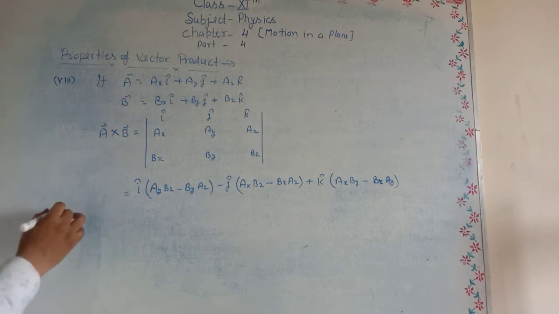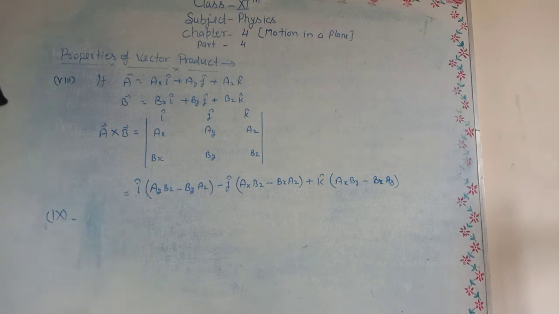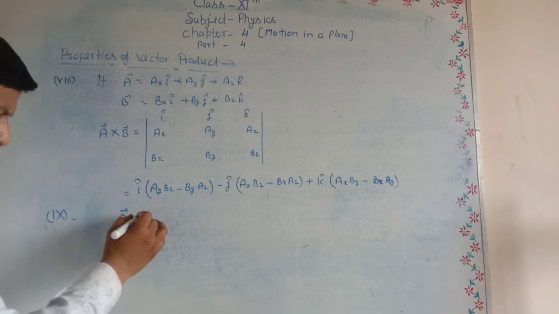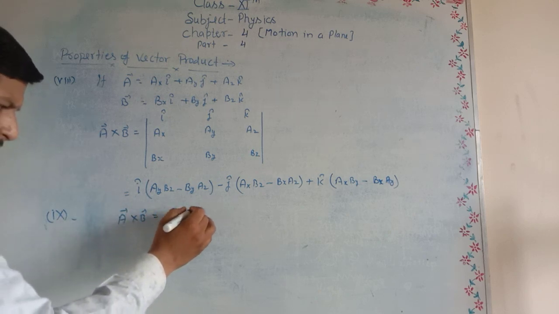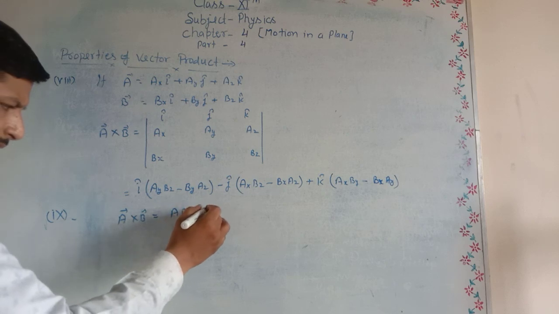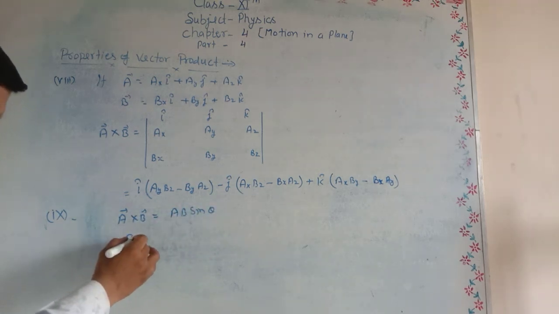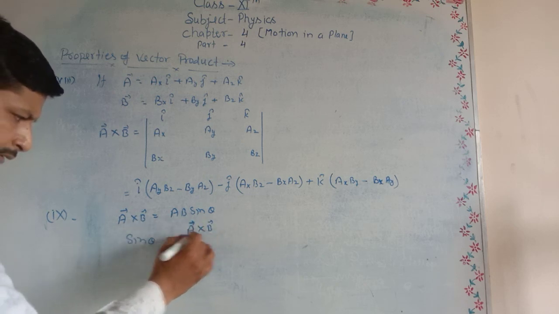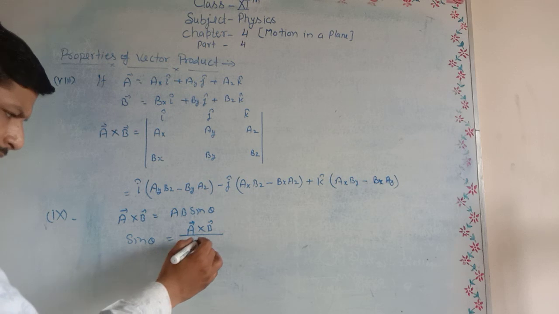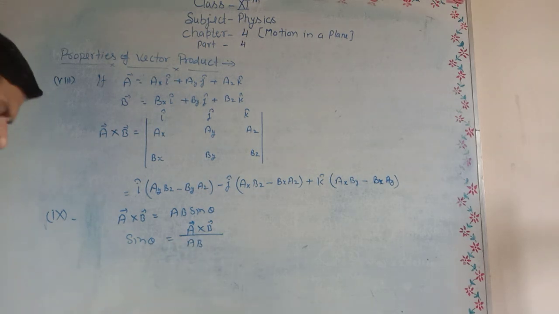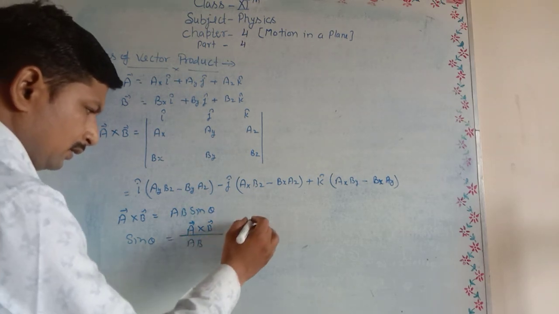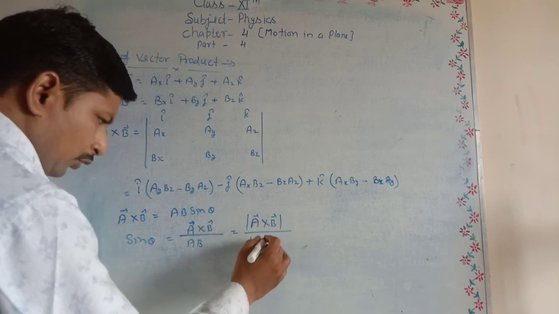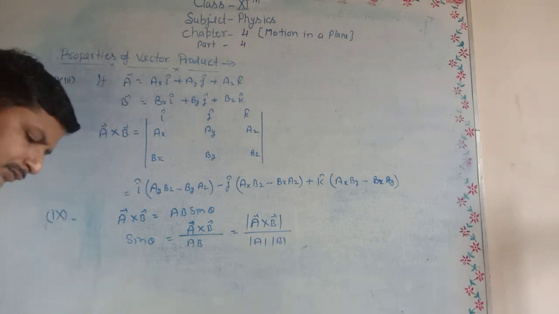Next, property number 9: A cross B is equal to AB sin theta. The value of sin theta is then the mod of A cross B upon AB. Okay, we can write it as the mod A and mod B.